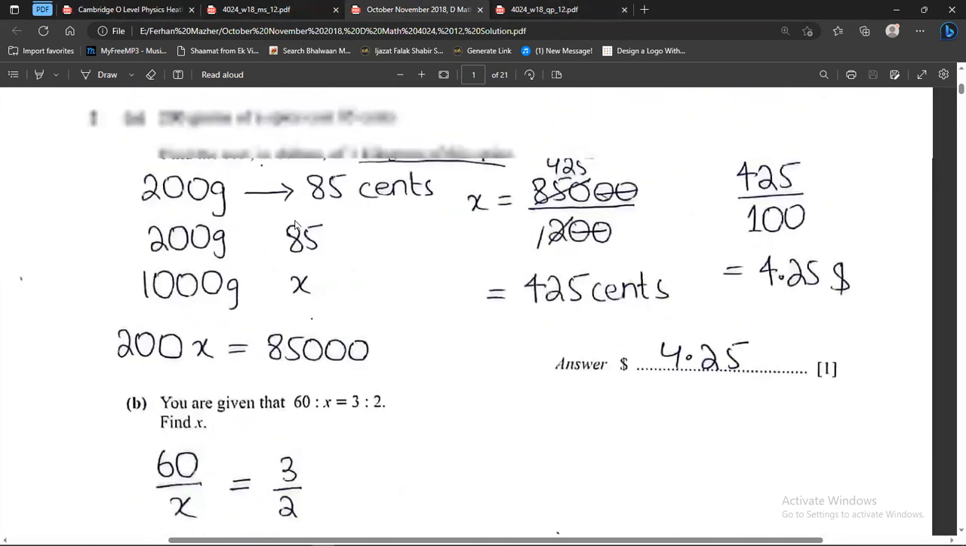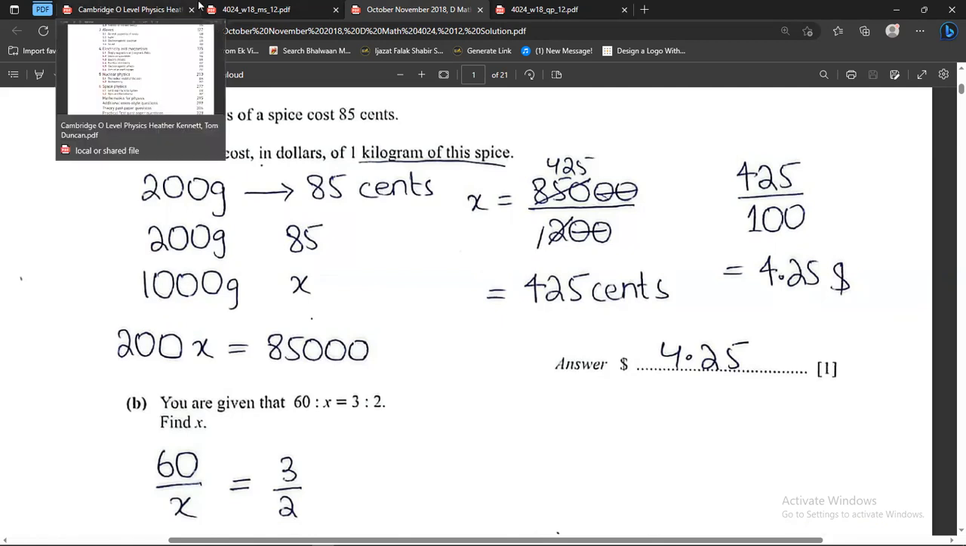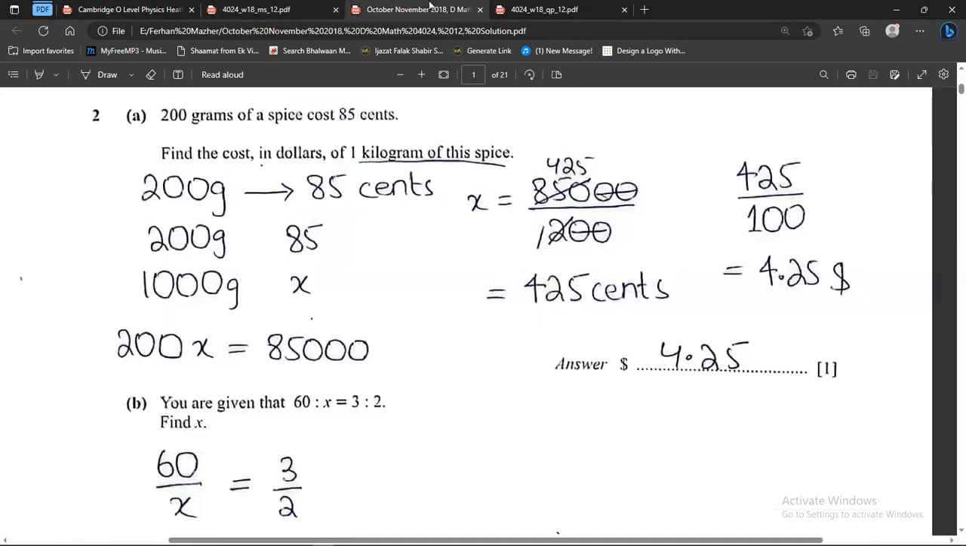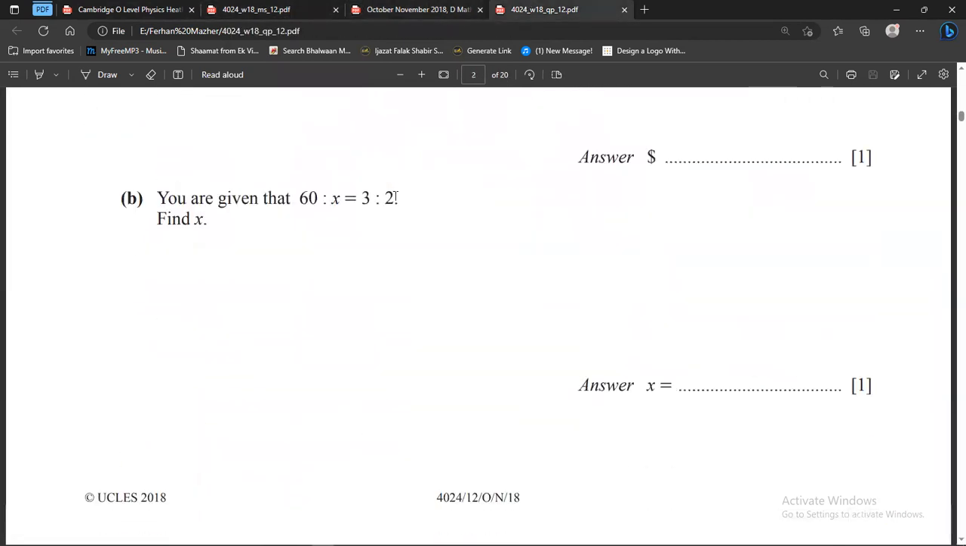So here we have 200 grams cost 85 cents. 1000 grams cost how much? So cross multiply, and you will have 200x equals 85,000, and x will be equal to 85,000 divided by 200. So two zeros cancel. So 850 divided by 2, and that will be 425 cents. So 425 divided by 100 will be $4.25. So the cost of 1 kg of spice will be $4.25. This is the solution.